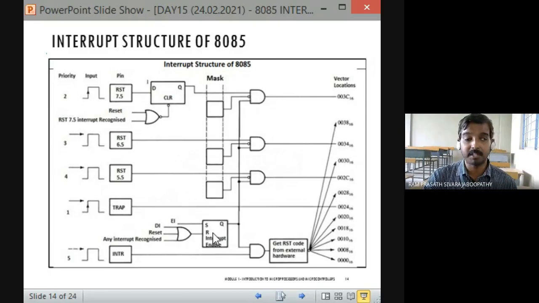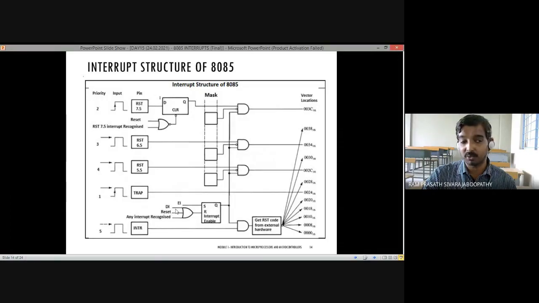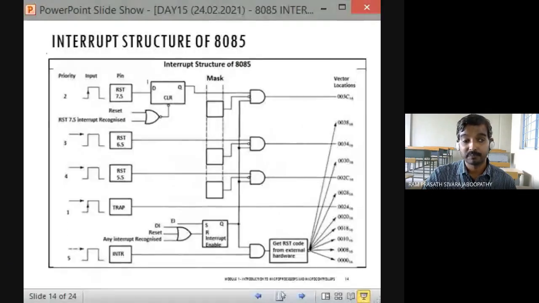So if I reset this flip flop, what happens? If I execute the DI instruction, what will happen? This interrupt enable flip flop will be disabled, correct? If the DI instruction is executed, or reset is done, or any interrupt is recognized, what happens? The EI flip flop will get automatically reset. Is it clear for all of you?